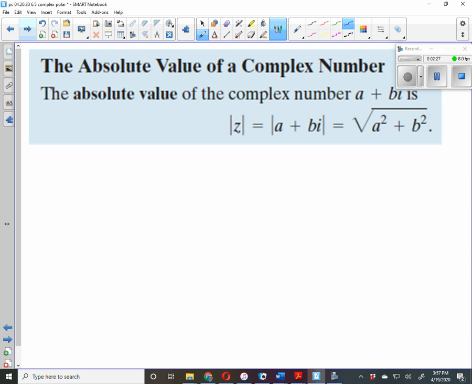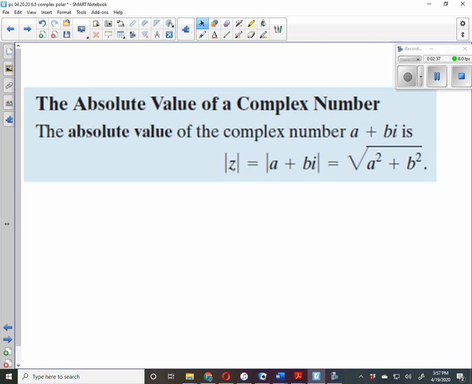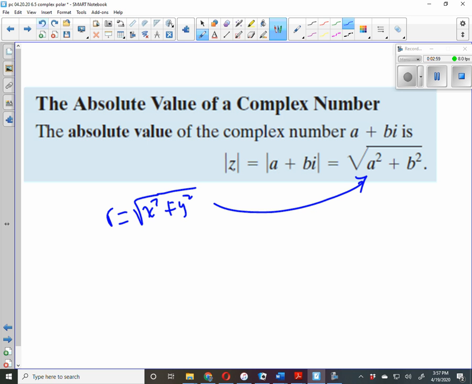All right. Absolute value of a complex number. Now they call it the absolute value. They're going to continue to call it the absolute value. But you guys, this is just distance. Remember in the previous section we said r is equal to the square root of x squared plus y squared. So this is the same thing. Square root of x squared plus y squared. Only now we've got a plus bi on the coordinate axis.